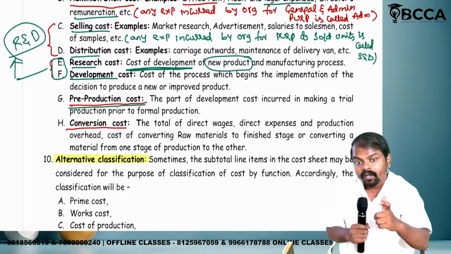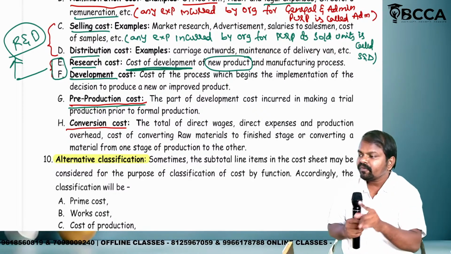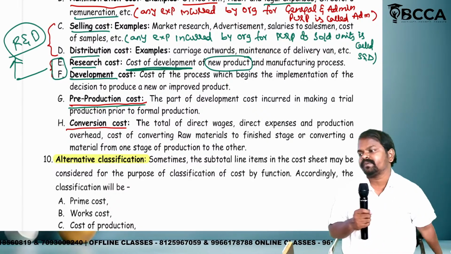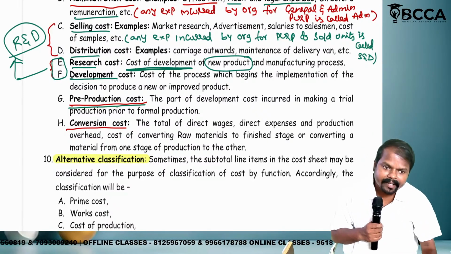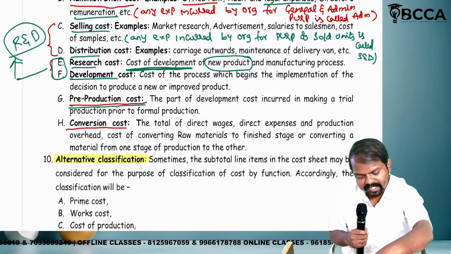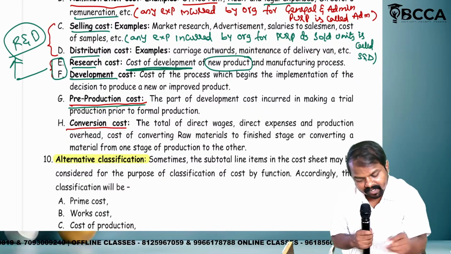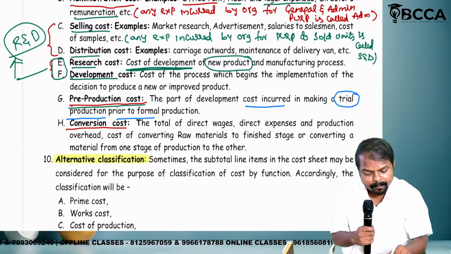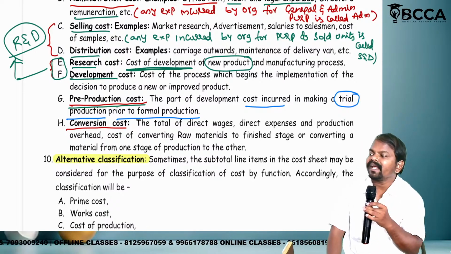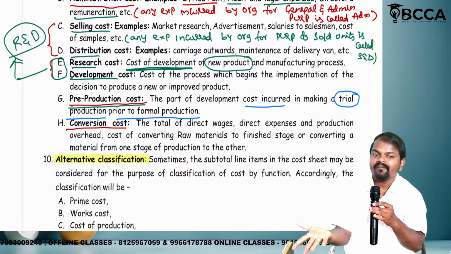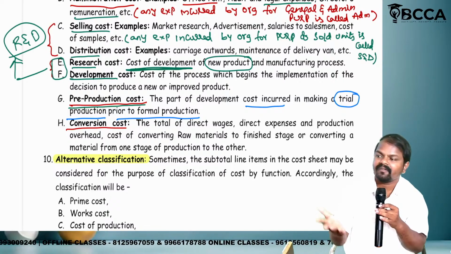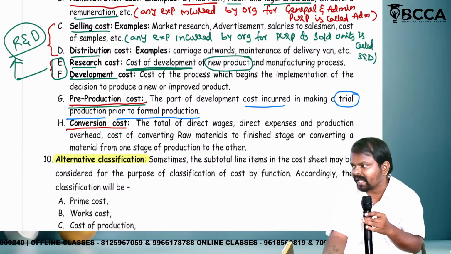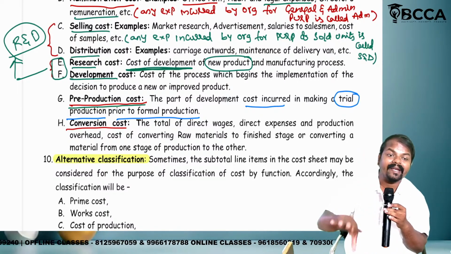Now tell me, predetermined cost: is cost known before manufacturing or after manufacturing? Before manufacturing. It is called standard cost. It will be helpful for the standard costing chapter. Clear, my dear? Now tell me, what is meant by pre-production cost? Cost incurred in making trial production prior to formal production. Trial production means you are just giving a trial, whether production will work or not, whether the machine will work or not, whether raw material can be successfully converted into finished goods or not. Whatever trial run cost there is, such cost shall be referred to as pre-production cost.